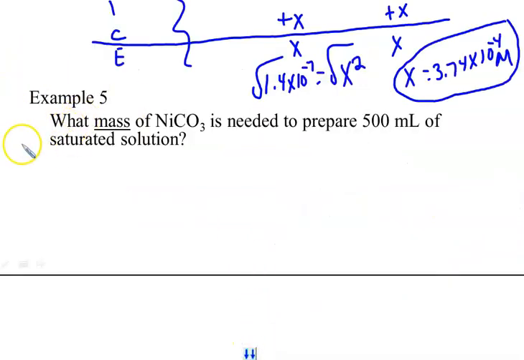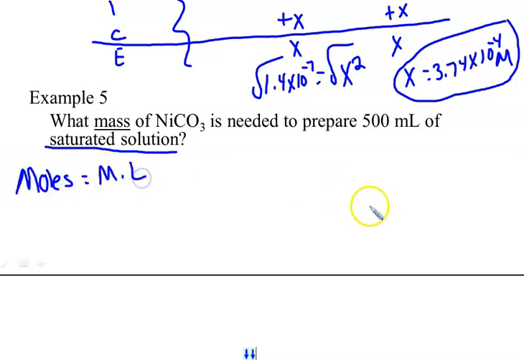So number 5 is spinning off of that one. What is the mass that would make that molar solubility? The mass of nickel carbonate needed to prepare 500 milliliters of a saturated solution. Saturated solution means it's holding the most that it can hold, and then it's just going to drop the rest. So saturated means equilibrium. How much? What's the molarity? So we need mass. So we've got our old friend of moles equals molarity times liters.